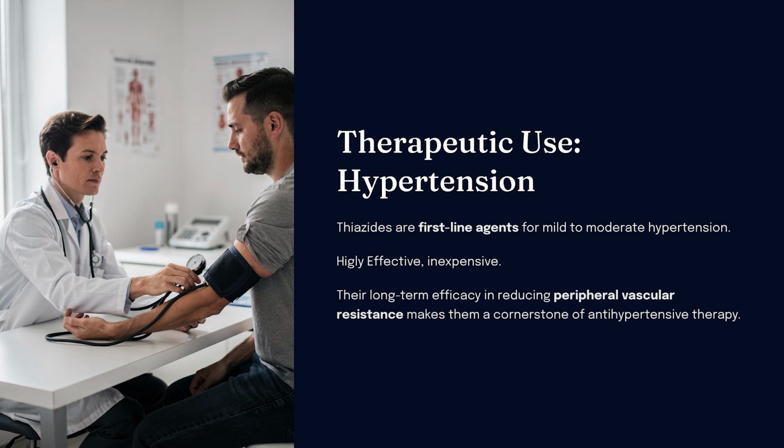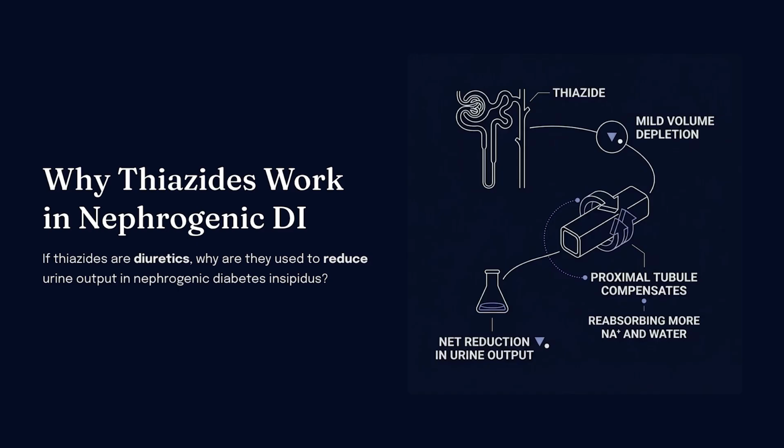Initially, thiazides lower blood pressure by reducing plasma volume. However, their long-term efficacy is mainly due to a sustained reduction in peripheral vascular resistance, making them one of the cornerstones of antihypertensive therapy. Why thiazides work in nephrogenic diabetes insipidus? If thiazides are diuretics, why are they used to reduce urine output in nephrogenic diabetes insipidus?